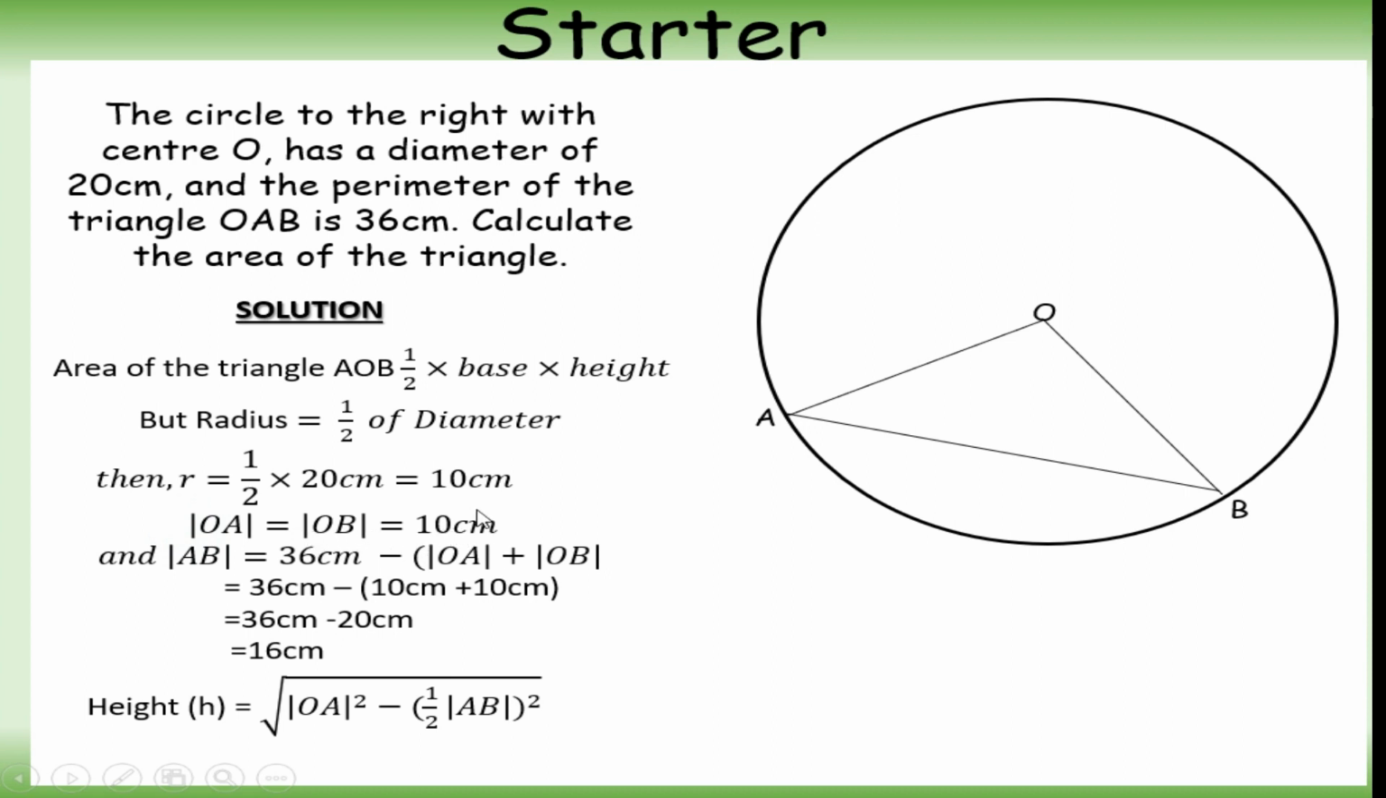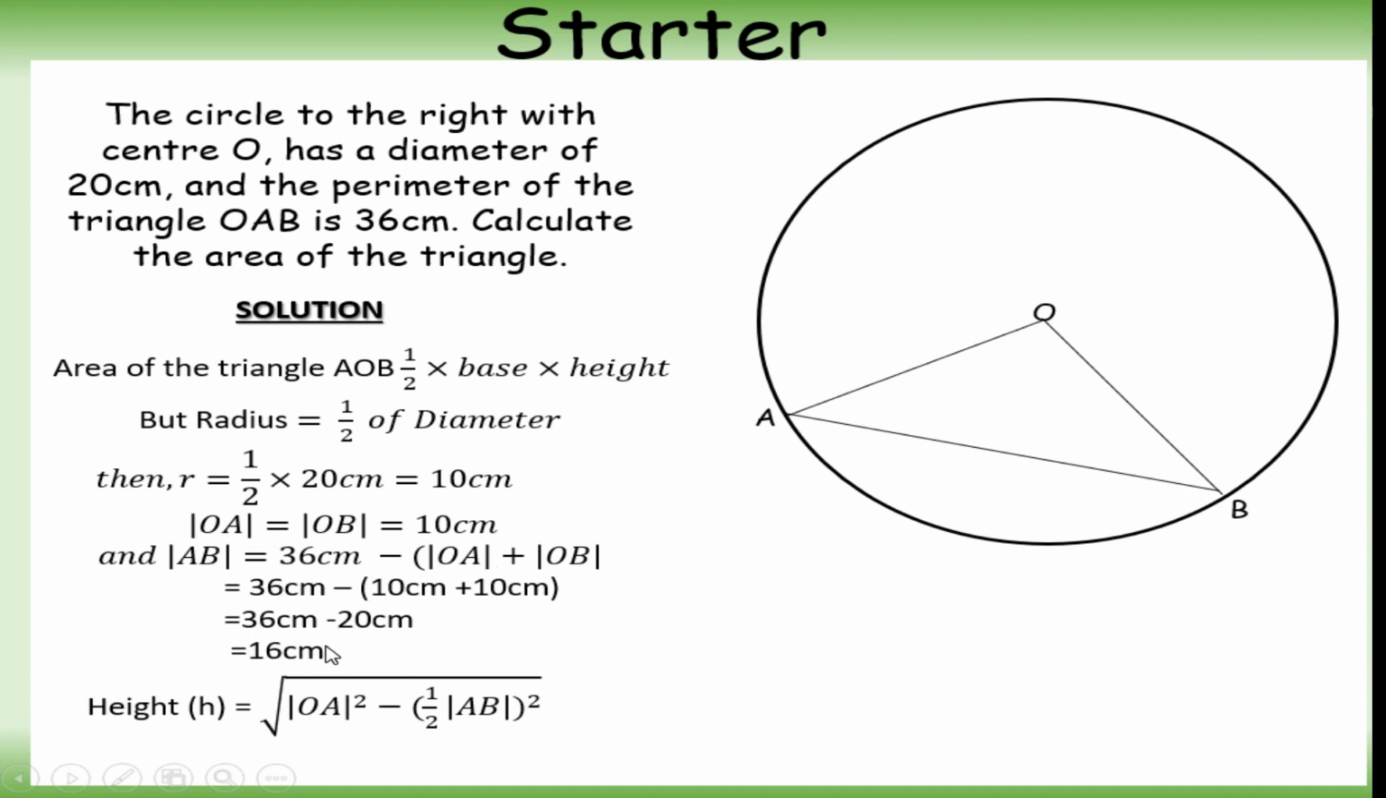Now we have to get AB because the formula is half base times height, and the base is AB. Now how do we get AB? Because they said the whole perimeter of the triangle is 36. I know OA and I know OB, so when I add 10 plus 10, that's 20 centimeters. Now I subtract it from 36, which is the total perimeter, so I'll get only AB, which is 16.